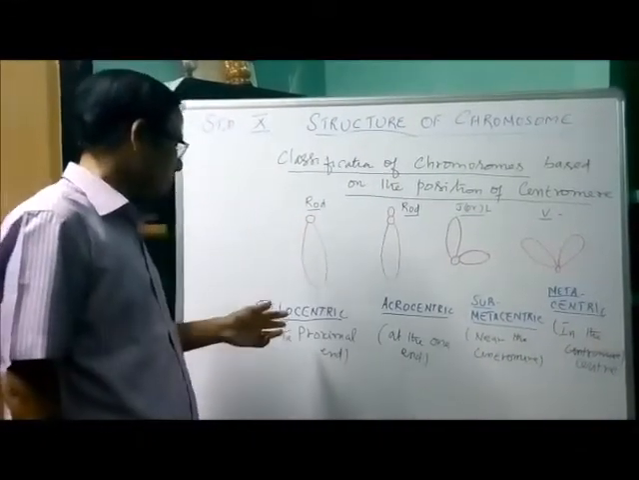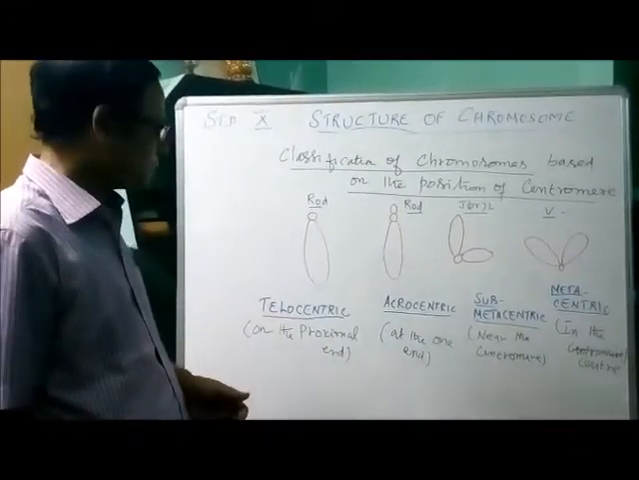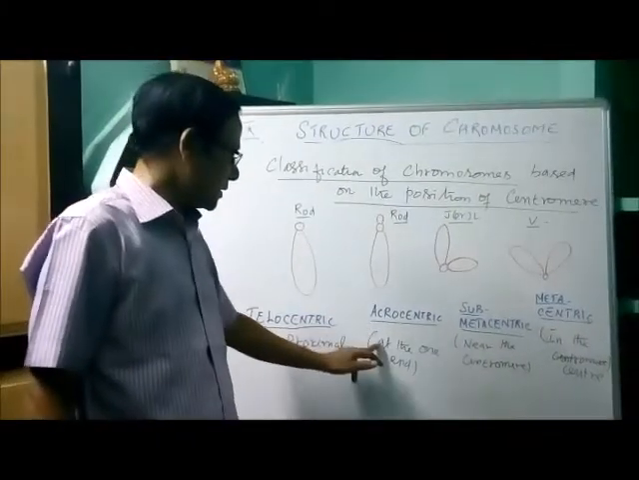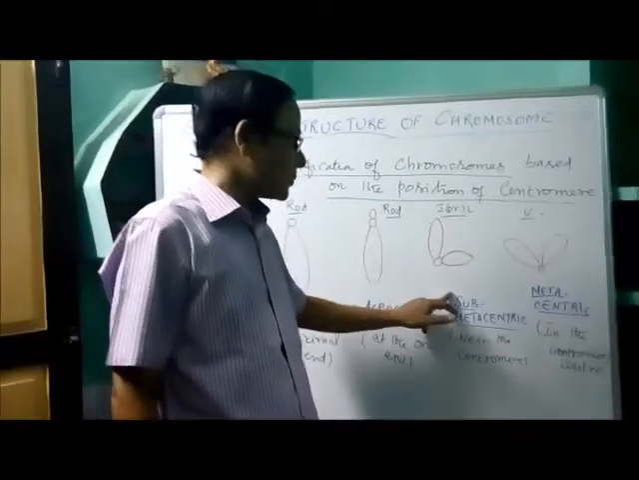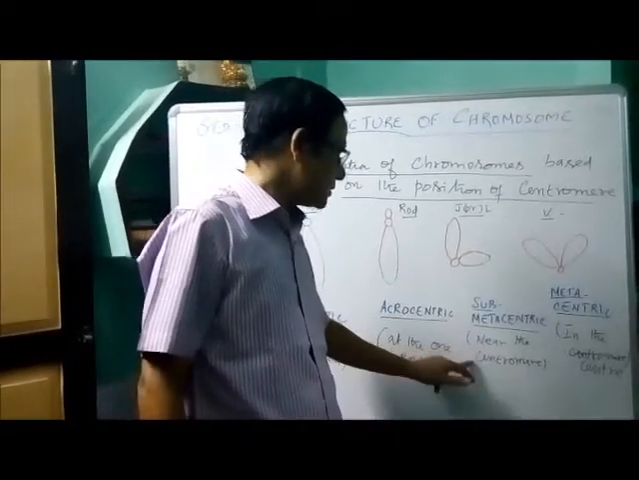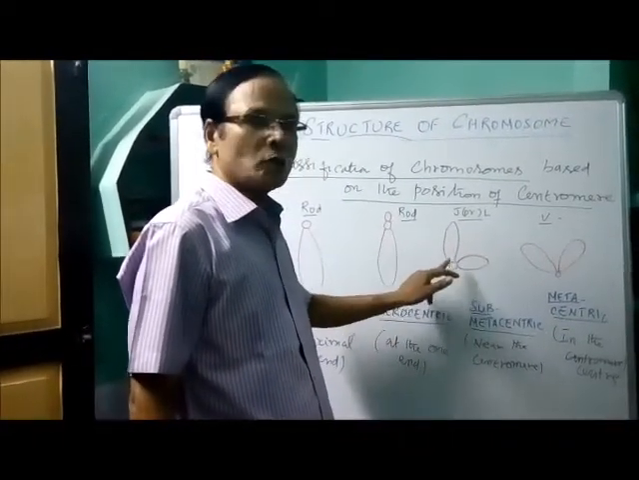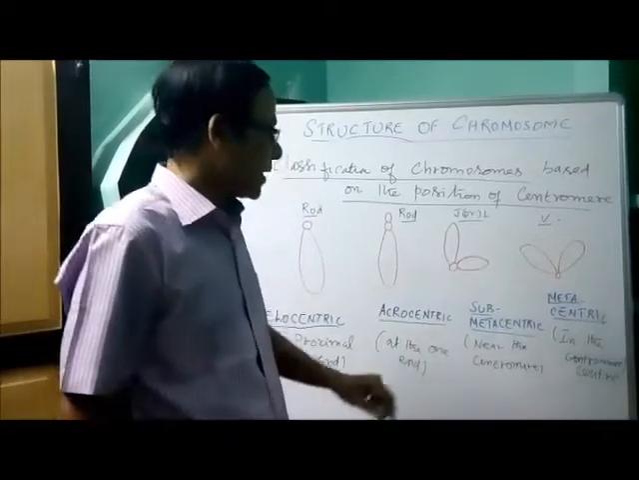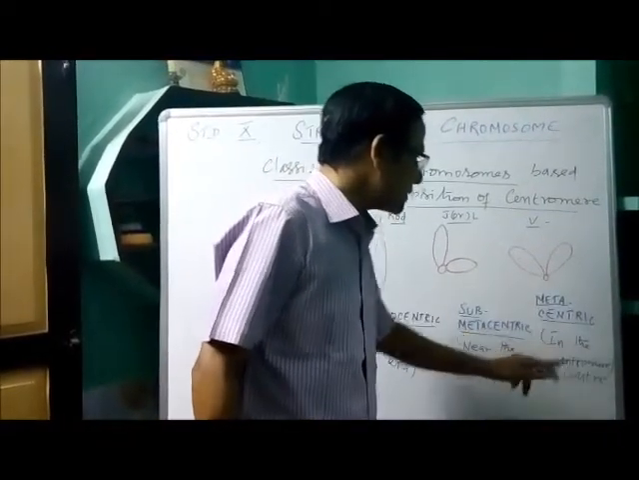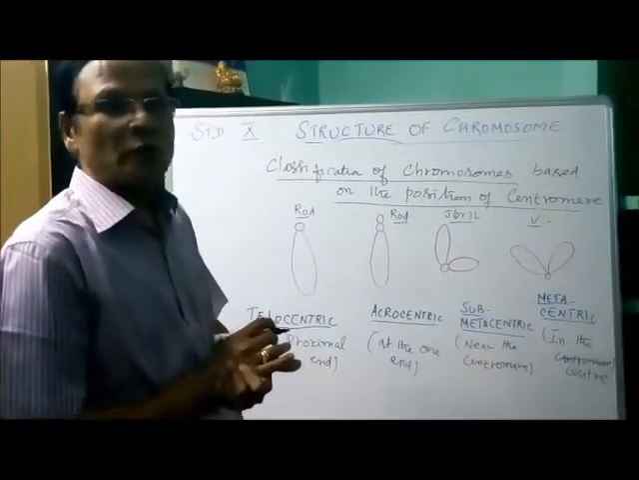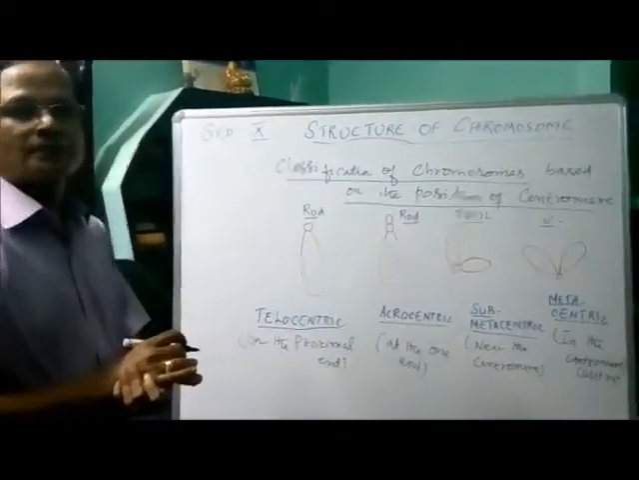Accordingly, we have telocentric with the centromere on the proximal end, acrocentric with the centromere at one end of the chromosome, and the third one, submetacentric, with the centromere near the center. And in the case of metacentric, the centromere is present in the center, so that the two arms are equal in size.